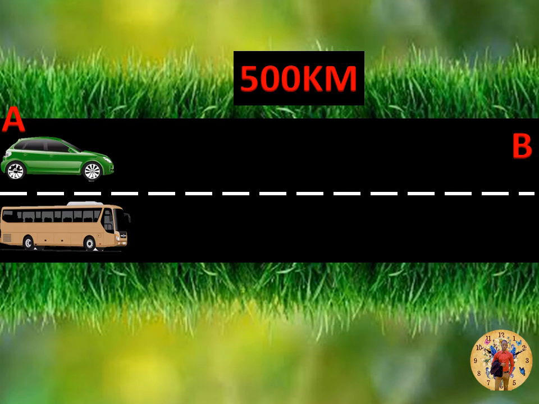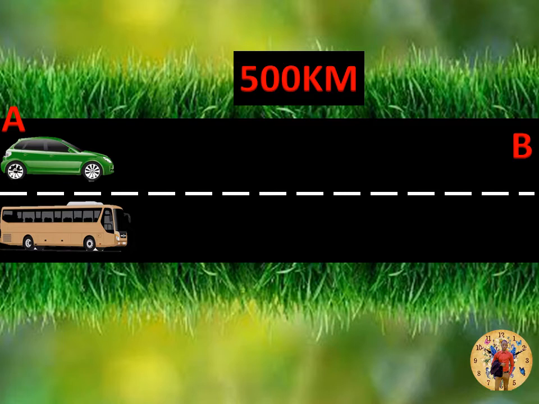Today I'm talking about linear motion where two vehicles are moving in the same direction. We're going to apply rules of relative speed where two vehicles, if they are moving in the same direction, the relative speed is obtained by subtracting the two individual speeds.